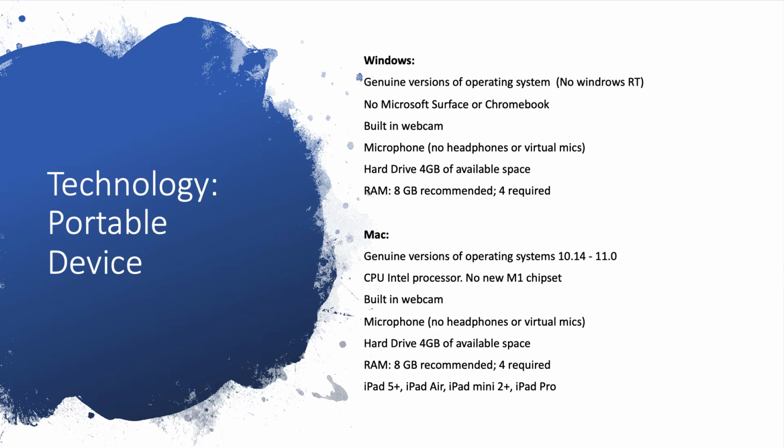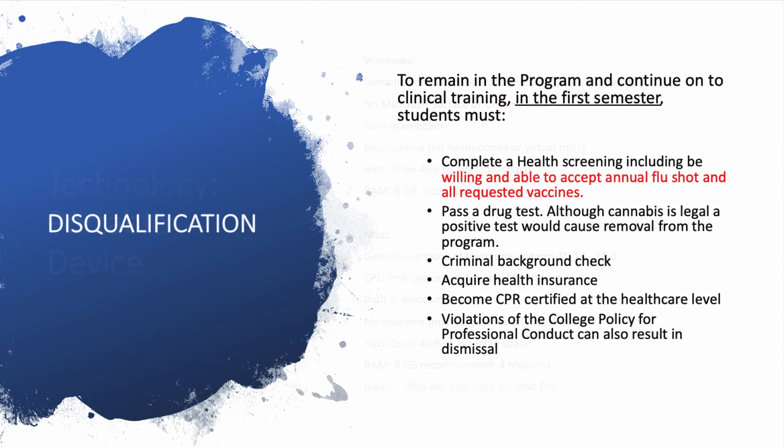If purchasing a device is not possible and you do not own one, the program will attempt to secure a loaner device from an alternate source. Right now, please observe that Microsoft Surface or Chromebooks will not work.